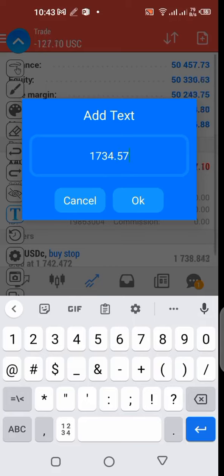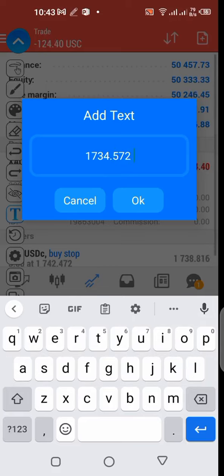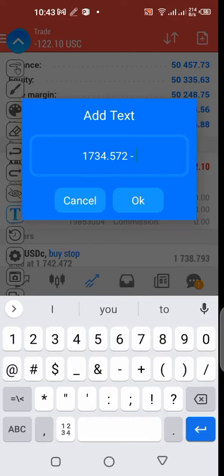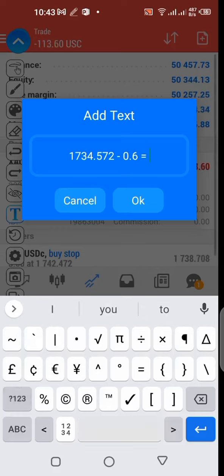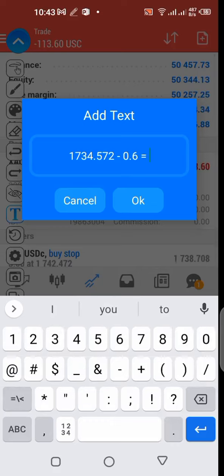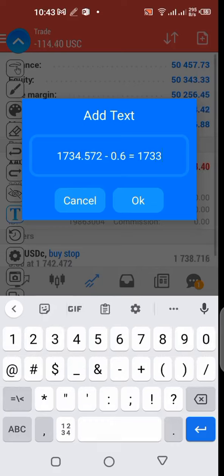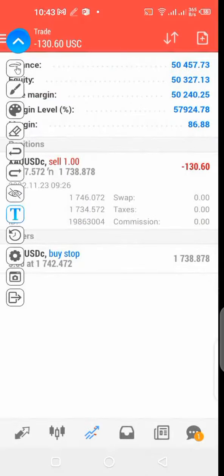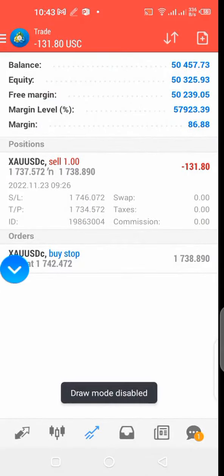The take profit of the running sell trade, our sell entry, is 1734.572 minus 0.6. So the answer is 1733.972. So this is going to be our stop loss for the pending order, the buy stop.